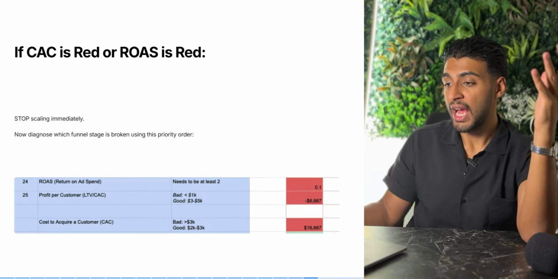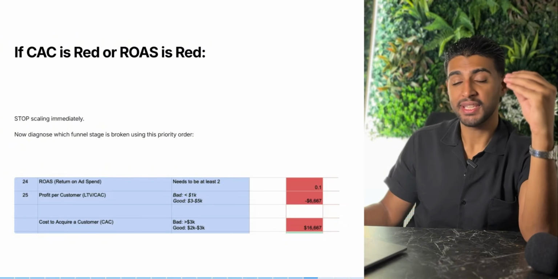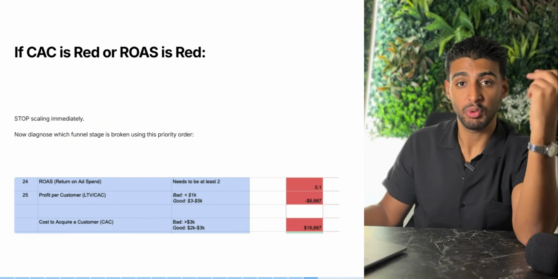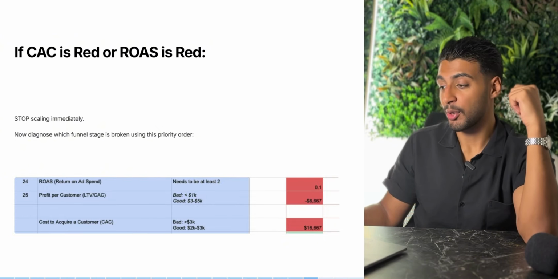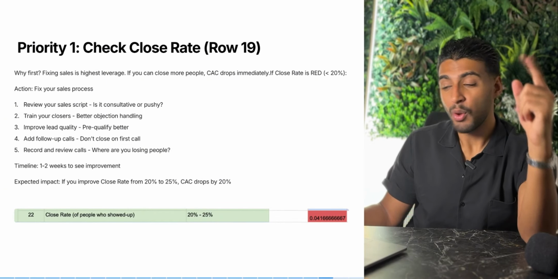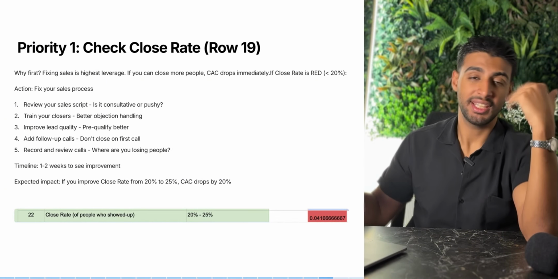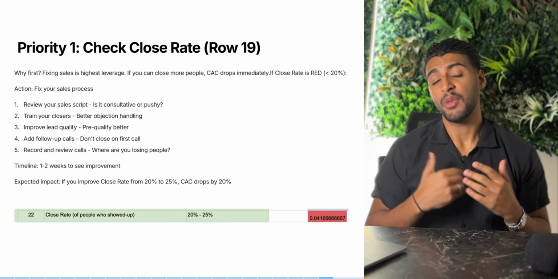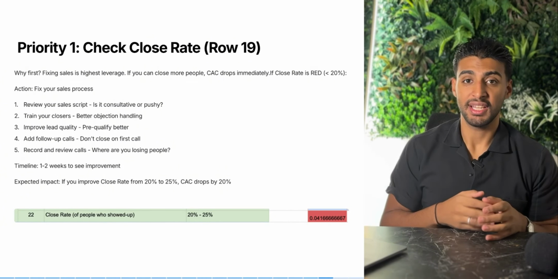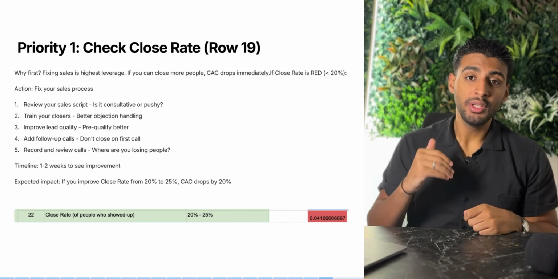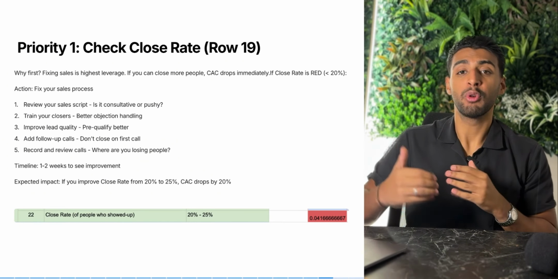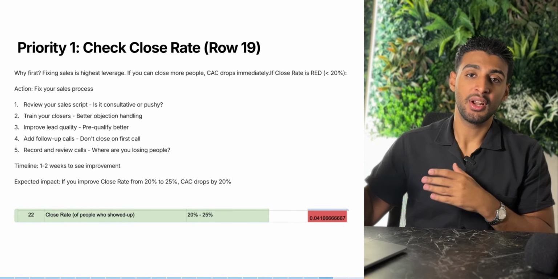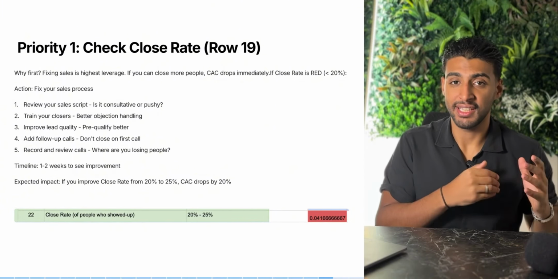So first of all, if CAC is red and the ROAS is red, you want to stop scaling immediately and diagnose which funnel stage is broken using the priority order. Priority number one is you want to check the close rate. So let's say you insert your numbers and the first thing you look at is your CAC or ROAS. Let's say one of them was red. You only want to start moving with the priority decision framework that I'm going to share here, so you can actually know where the bottleneck is.